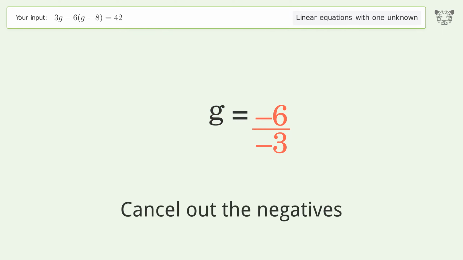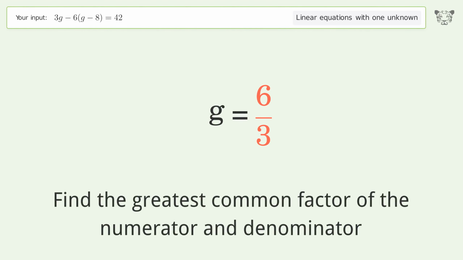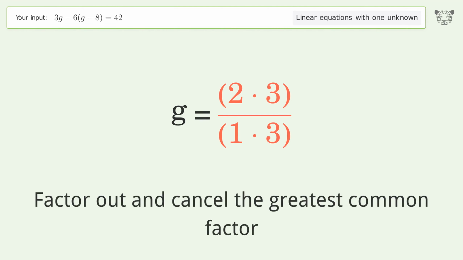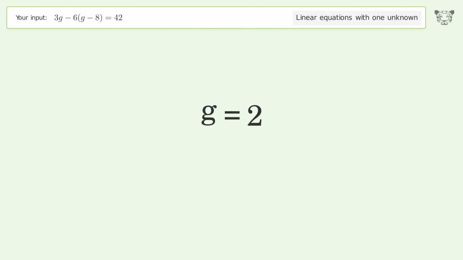Cancel out the negatives. Find the greatest common factor of the numerator and denominator. Factor out and cancel the greatest common factor. And so the final result is g equals 2.